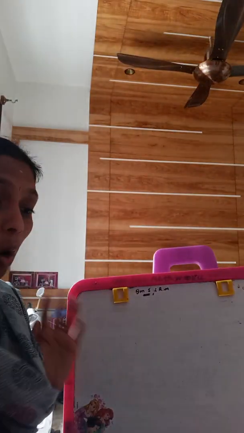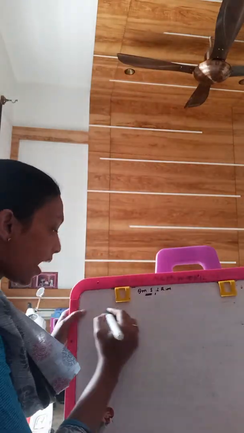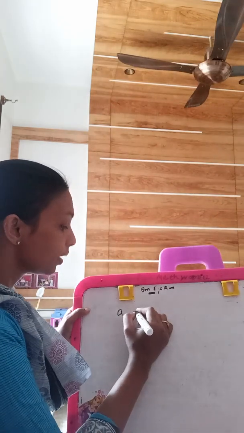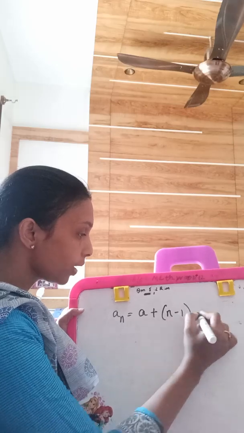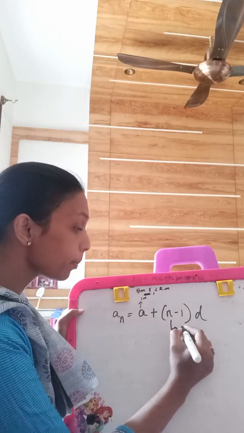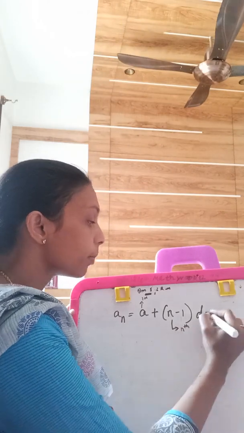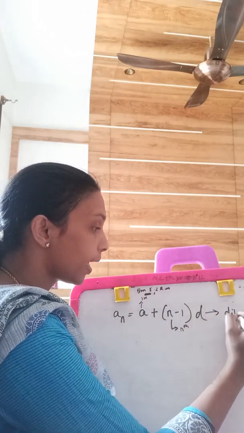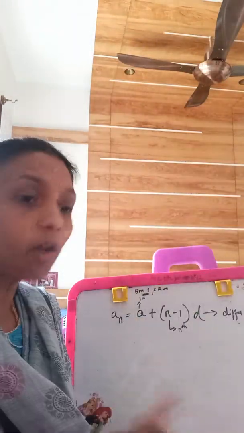Now let us move on to find the nth term. When we have an infinite sequence, the nth term is what we are supposed to find. For that, we have one general formula: an is equal to a plus n minus 1 into d. A is nothing but the first term, n is the number of terms, that is, which term we are supposed to find, the nth term. D is nothing but the difference. This is the general formula we have to find the nth term.